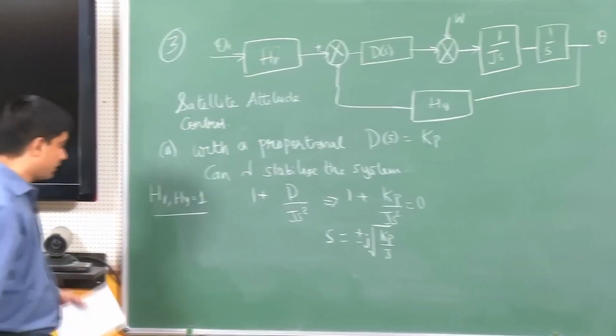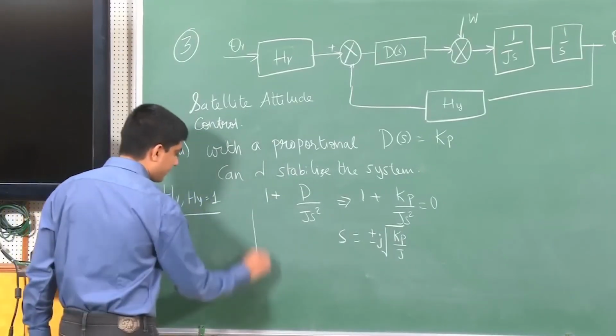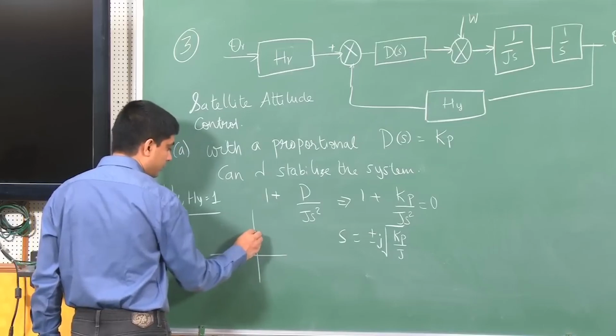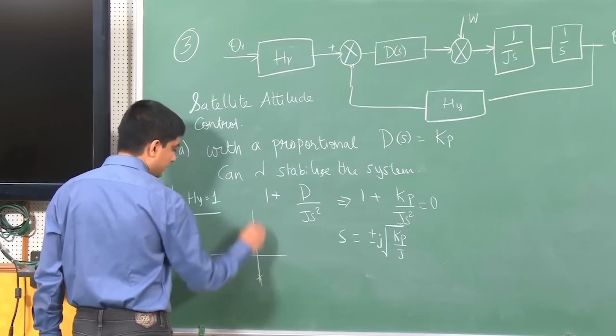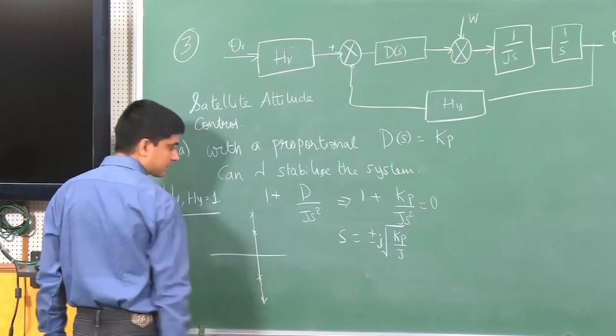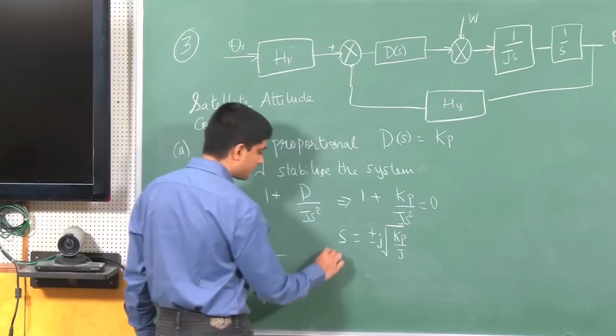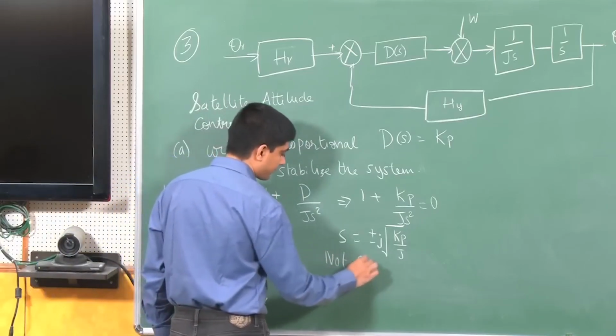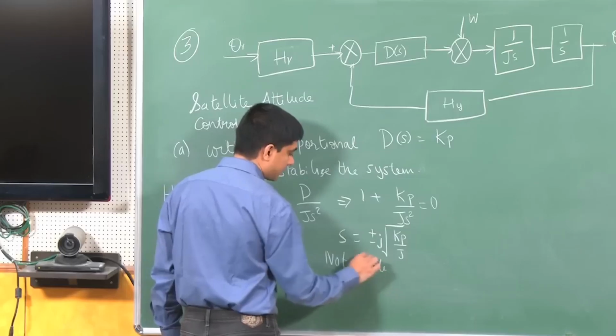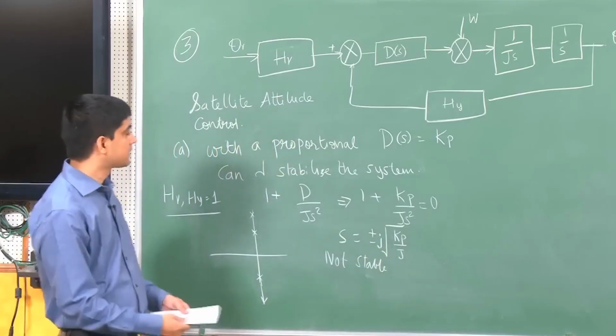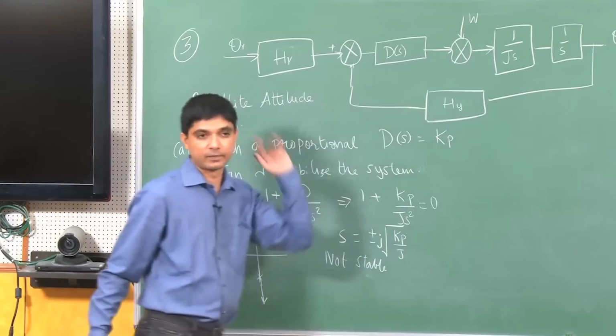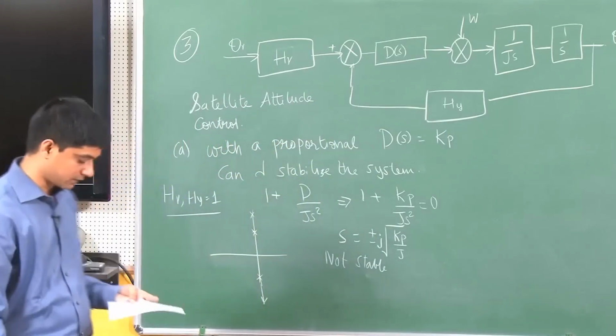imaginary, since Kp and J are always greater than 0. Okay, so no matter whatever I do with the Kp, the poles will just lie on the imaginary axis, right? And so therefore the system is not stable. At best it can be called marginally stable. So, with just a proportional controller I cannot stabilize the system, right. That is the first thing.